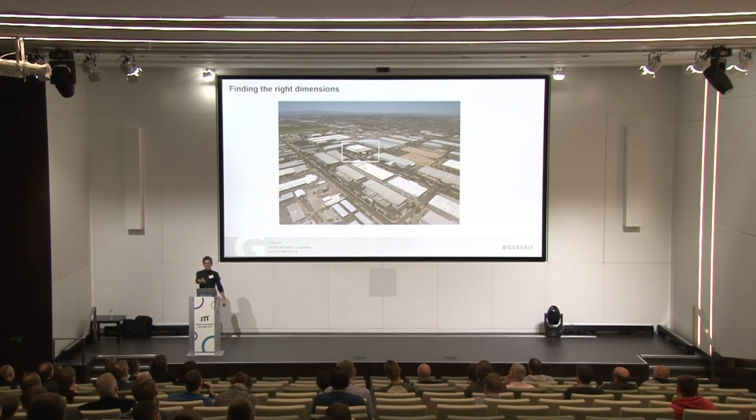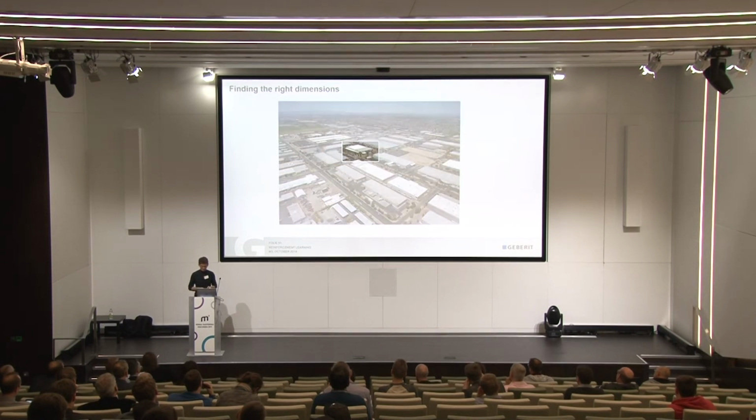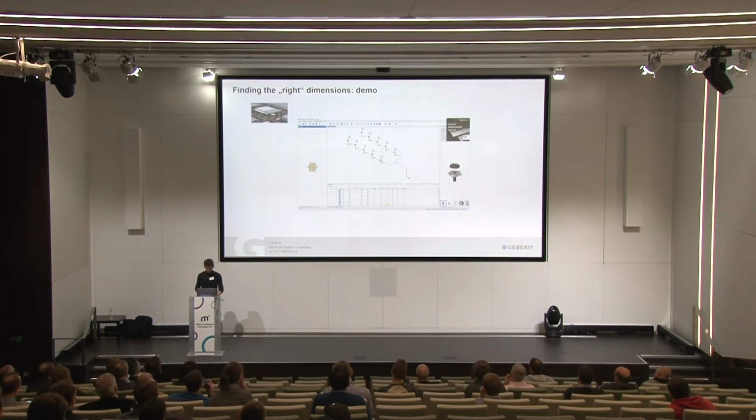But let's make an example. This roof here, with its about 7,000 square meters, yields about 200 liters per second. So to find the right diameters for the piping system, we need planning software, like the one developed by Geberit. So let's see how this works.